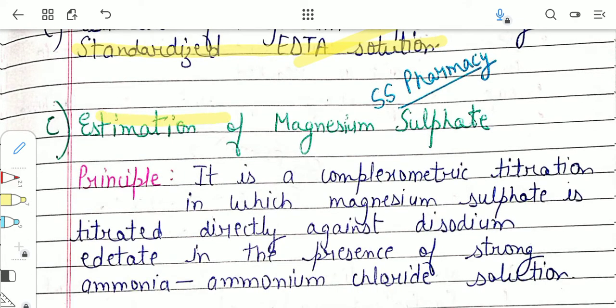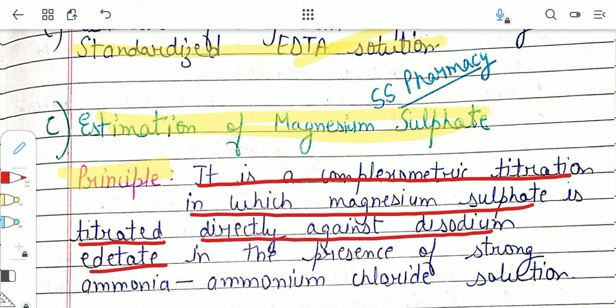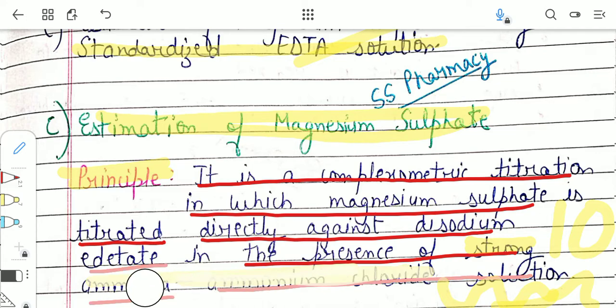So now let us see this part. So estimation of magnesium sulfate, let us read out the principle first. So it says that it is a complexometric titration in which magnesium sulfate is titrated directly against disodium acetate in the presence of strong ammonia ammonium chloride solution. So this strong ammonia ammonium chloride solution is required to maintain the pH at around 10, which is a kind of reaction condition for complexometric titration.